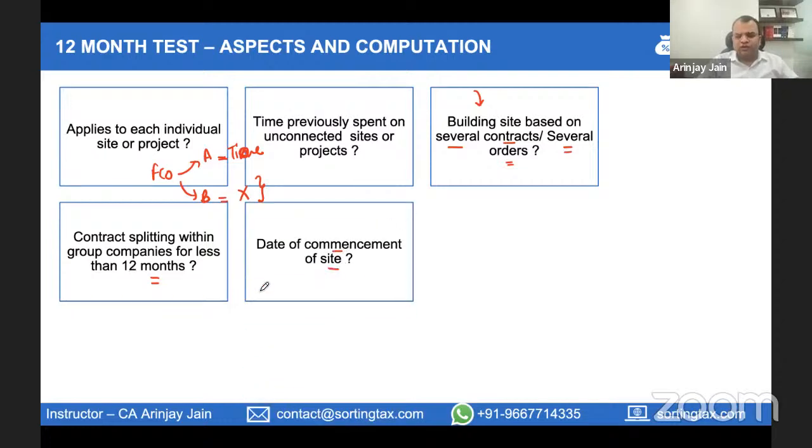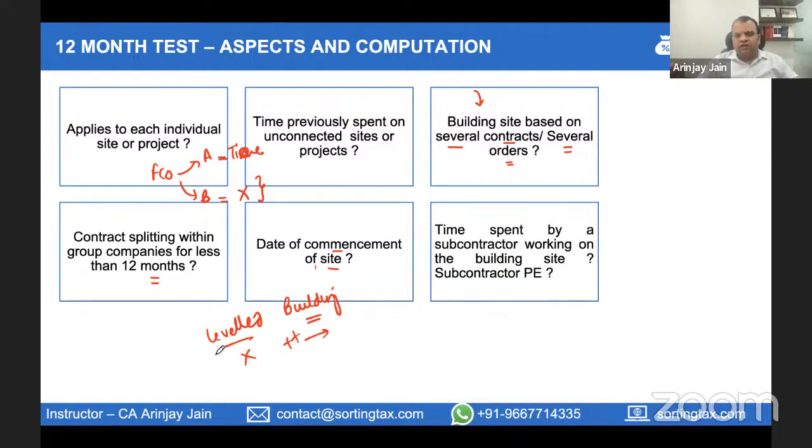The date of commencement of site includes the time spent in the preparatory work in preparing a site. So let's say if one has to construct a building on a particular site, and when they go to that place, the land is not leveled. The time spent in leveling the land will also be counted towards the time spent in construction of the building.